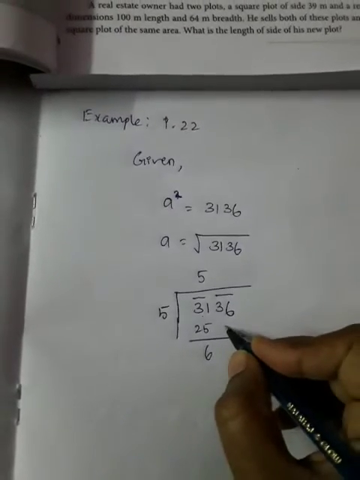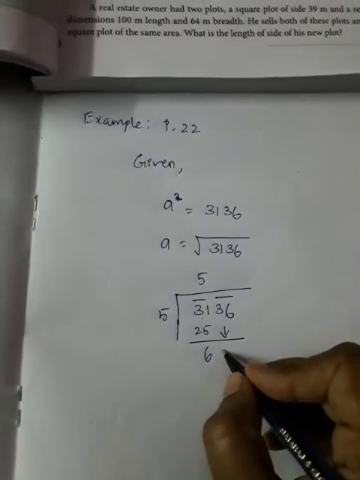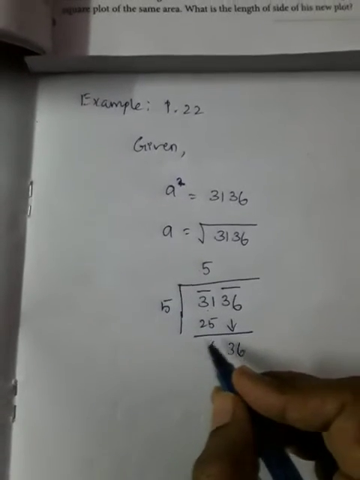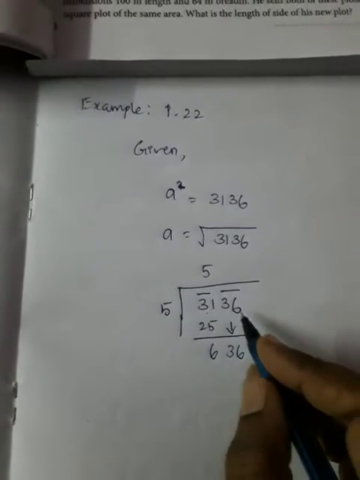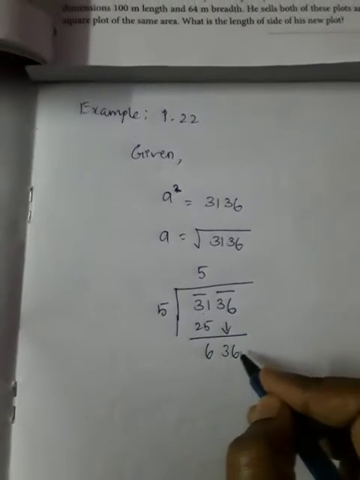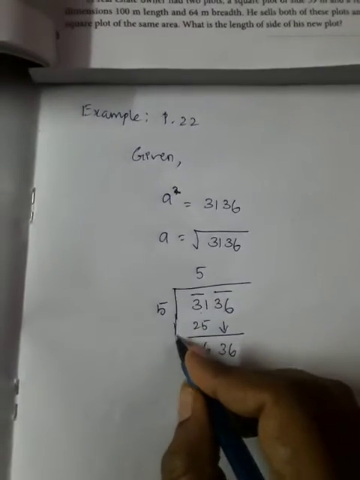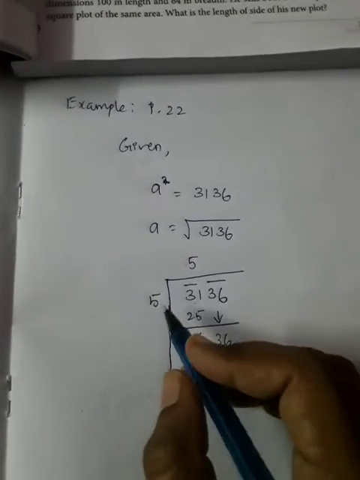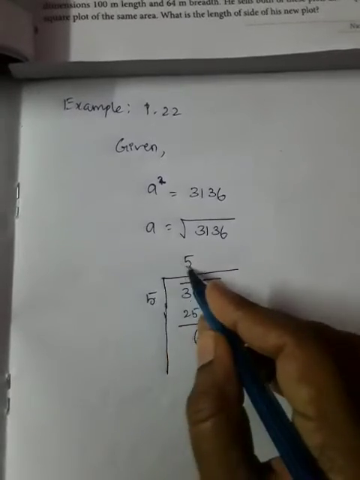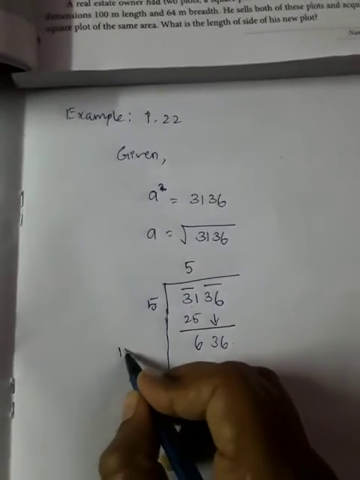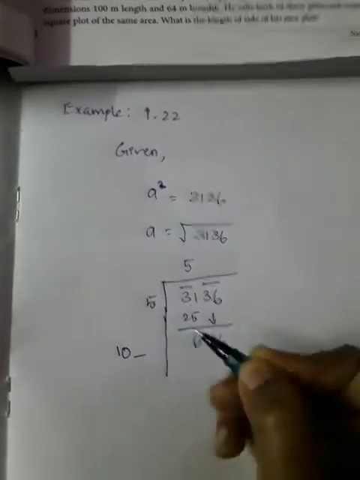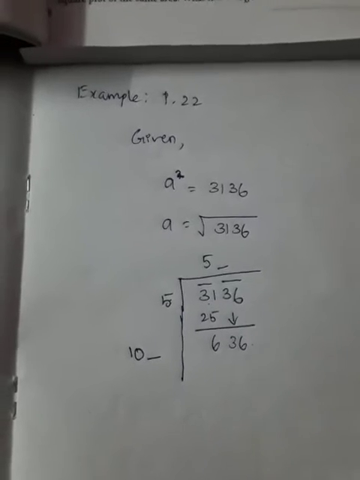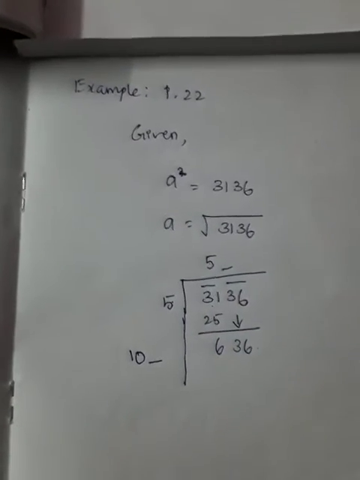Now take the next group, because you want to find the square root. 6 you cannot express as a square, no, so always take the next group. 636. Now in the next step, before you find the answer, you want to add these two numbers. 5 plus 5 is equal to 10. Immediately put one dash here and also here. Then easily you can identify the difference between the first step and the second step.